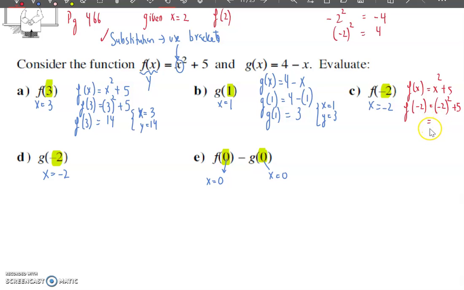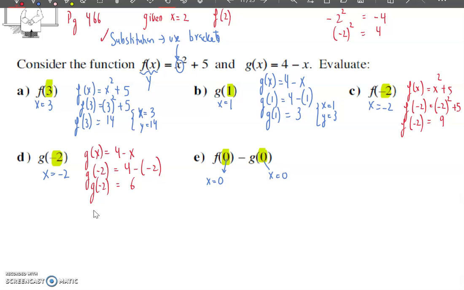So your answer here will come out to be 4 plus 5 is 9. So the function when x is -2 is equal to 9. Okay. Going on to, again, g of x. So g of x here is 4 minus x. And this time we're looking for x to be -2. So it will be 4 minus, again, bracket -2. And that will make this into 6. So the g function at -2, or g of -2, is 6.